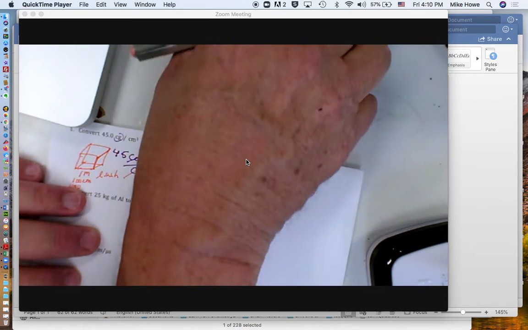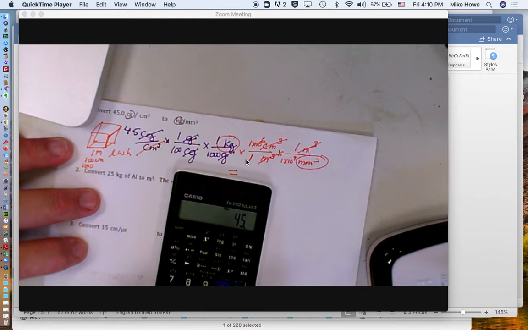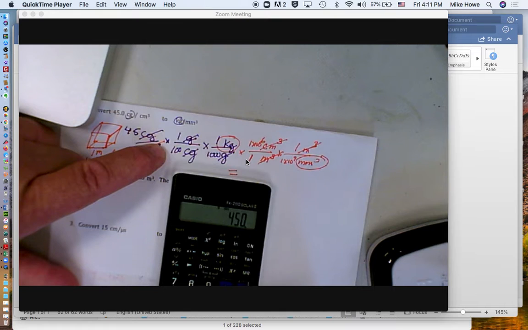Now we just do the math. So you multiply across the top, 45 times 1,000,000. Now when you type in 1,000,000, be careful. You do 1 exp to the 6th. Don't punch in 10. Use 1 exp to the 6th. Okay, then we're going to divide that by 100, then divide again by 1,000, and then divide again by 1,000,000,000. Once again, 1 exp to the 9th.